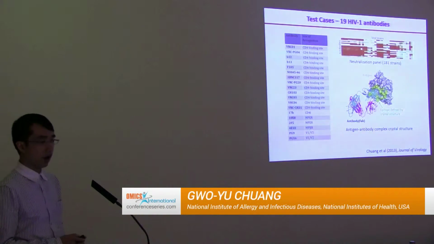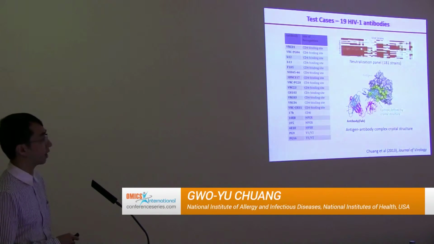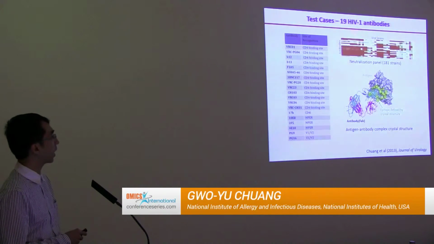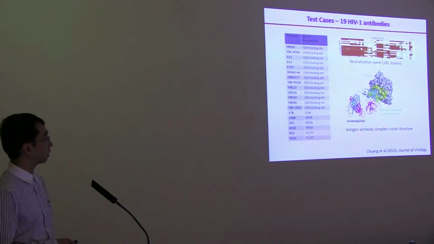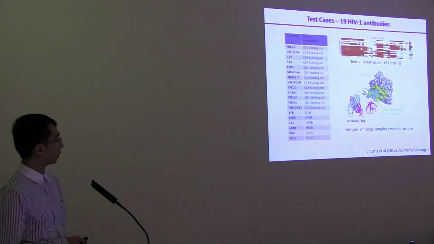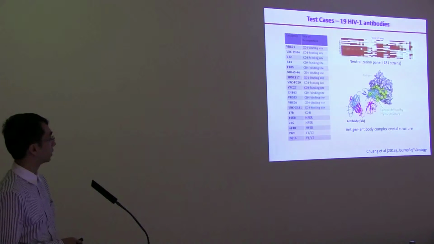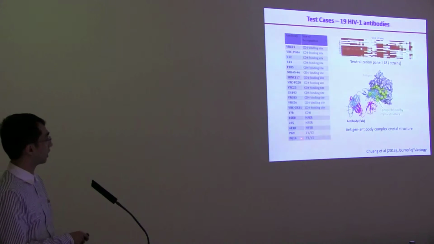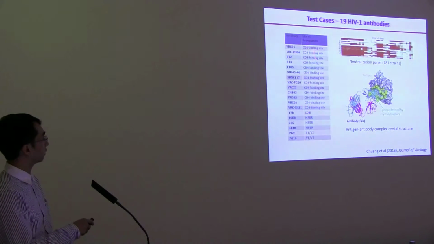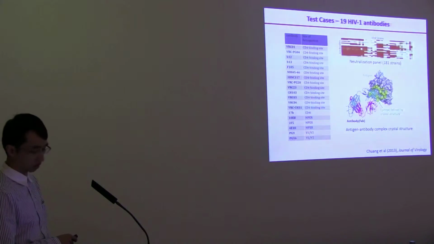So to evaluate our algorithm, we first tested it on 90 HIV-1 antibodies, where neutralization information of 180 viruses and also their antigen-antibody complex crystal structures are available. From the antibody complex structure, the true epitope residues are defined, which is what we use to evaluate our prediction. And here you can see a list of antibodies, including a number of CD4 binding site antibodies, V1V2 antibodies, MPER antibodies, and CD4i antibodies.